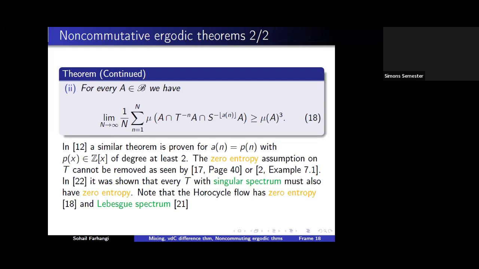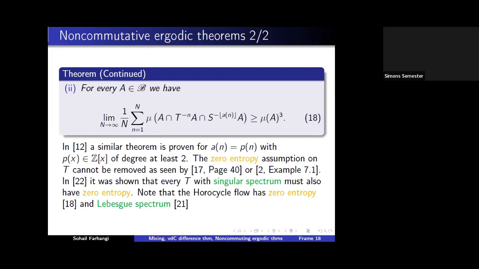Another thing to mention is that in this polynomial situation, we do assume that the polynomials have degree at least 2. So last I checked, it was still open what happens if you take a linear polynomial and you keep the 0 entropy assumption.